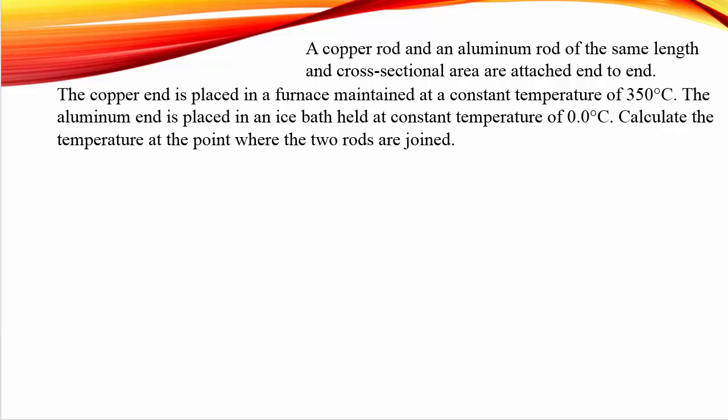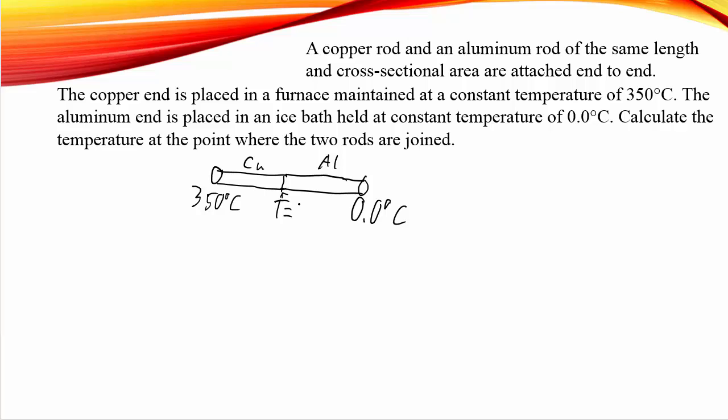Here we have a copper rod and an aluminum rod, same length, same area, attached end to end. So we have something like this where we've got two metal rods that are joined for whatever reason, who knows. This guy on this side is copper and this guy is aluminum. And we've got the copper guy in a furnace at 350 degrees Celsius and the aluminum side in an ice bath at 0 degrees Celsius. We want to know the temperature right here in the middle.